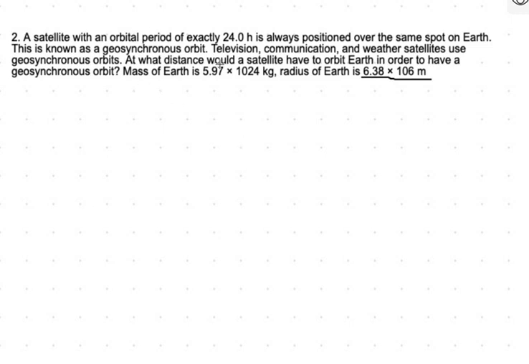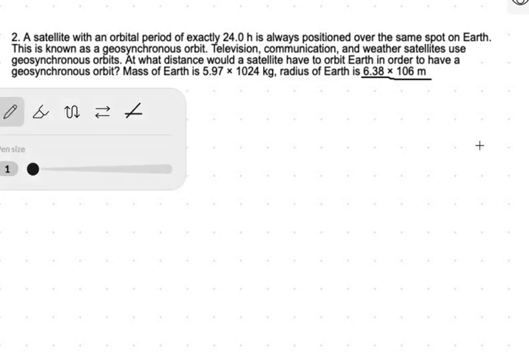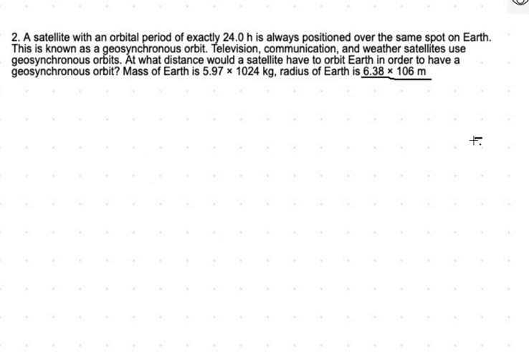At what distance would a satellite have to orbit the Earth in order to have a geosynchronous orbit if the mass of the Earth is 5.97 times 10 to the power of 24 kilograms and the radius of the Earth is 6.38 times 10 to the 6? So first of all, let's figure out what is it that we're trying to find in this question.